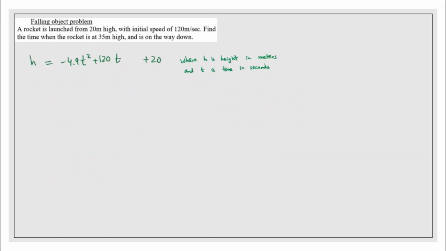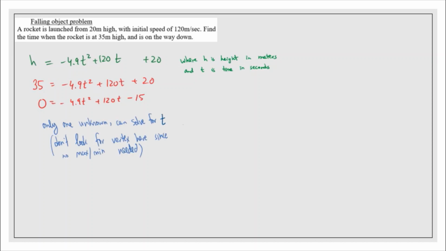So we're going to take the original equation we've developed, and we're going to plug in 35 meters for the height, because we are asked to find the time when the rocket reached that height. We're going to have to bring the 35 over to the other side, because this is a quadratic equation, and we cannot isolate for t if t appears in two spots and they're not like terms. So we'll have to have 0 on one side. And you'll notice here that, again, we have only one unknown, so we can solve for this unknown.